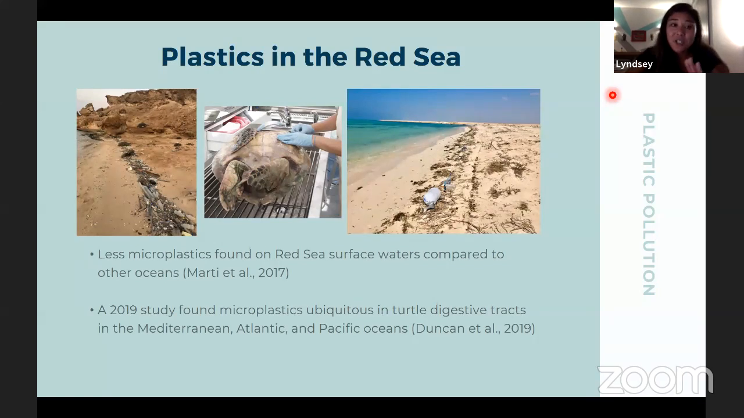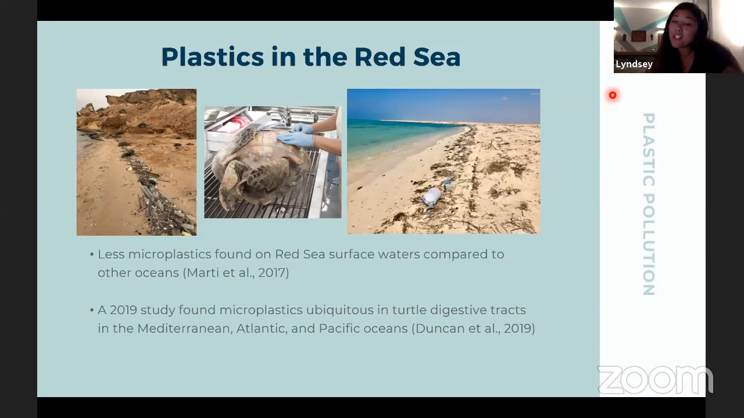Unfortunately, a 2019 study found that microplastics were present within the digestive tracts of every single sea turtle studied in this project. These turtles were from the Mediterranean, the Atlantic, and the Pacific Ocean. So it's a pretty big problem.